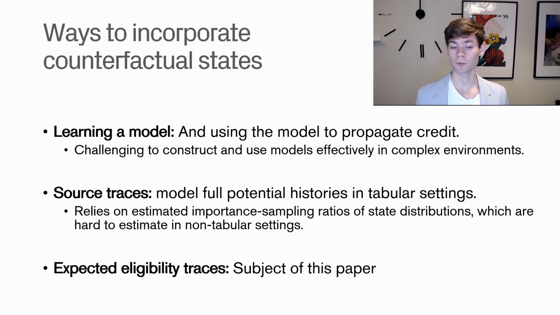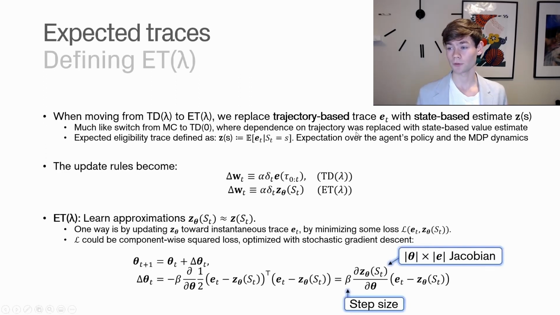Another way that we could tackle it would be with something called source traces. When you use those, you model the full potential histories in a tabular setting. This is also problematic because it relies on estimated importance sampling ratios of state distributions, and these are hard to estimate in a non-tabular setting. So again, we're running into the problem of this not being a very generalizable framework. And that's what we're trying to address, or one of the things we're trying to address, with these expected eligibility traces.